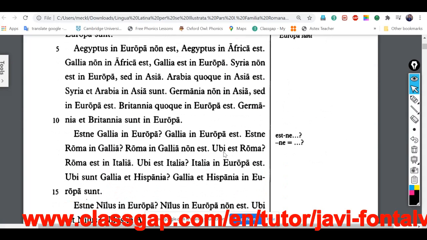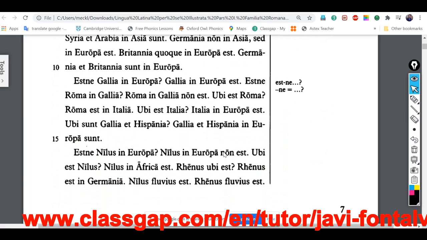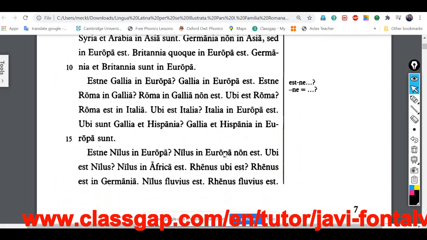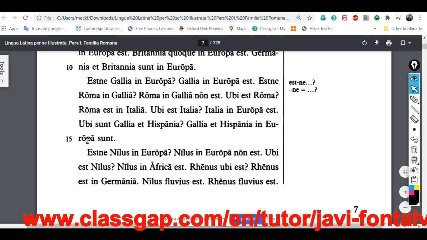And you might be wondering, why don't we say rivus or something like that? Because actually that word meant stream or a small river. So fluvius was reserved for big rivers like Nilus, for example.